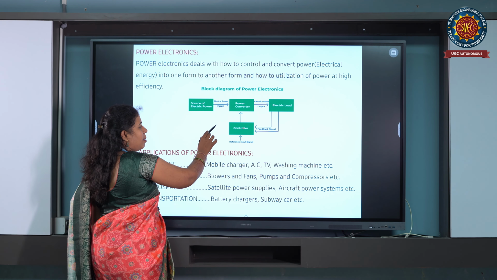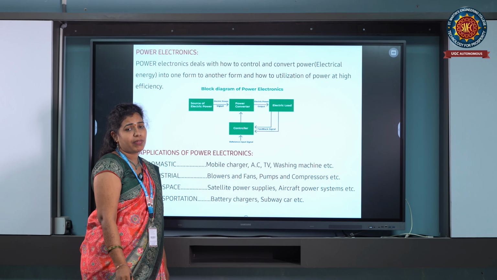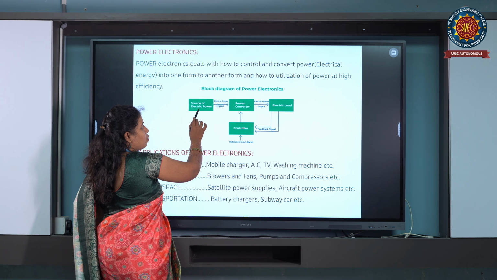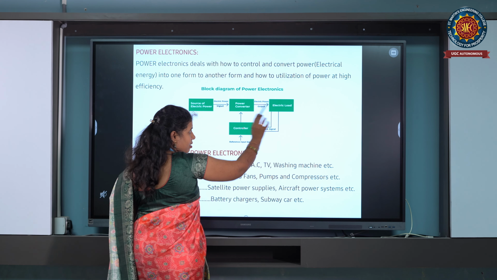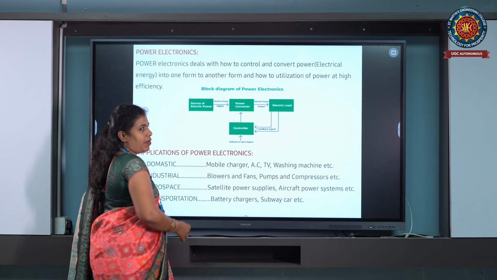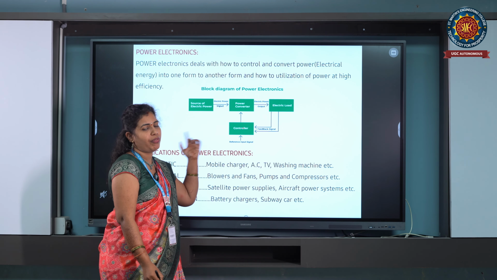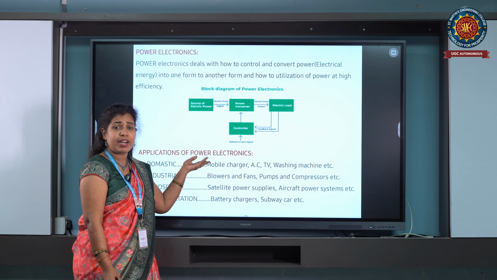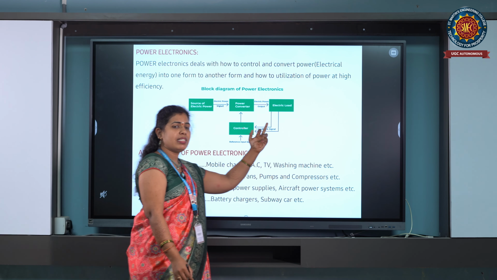And this is the block diagram of power electronics. Here is the source of electric power, the electric load, and the power converter. There are different types of sources of electric power. It may be AC or it may be DC.